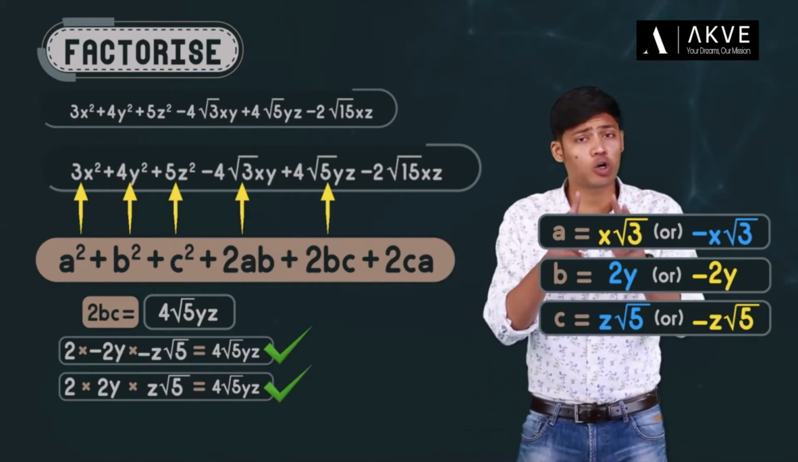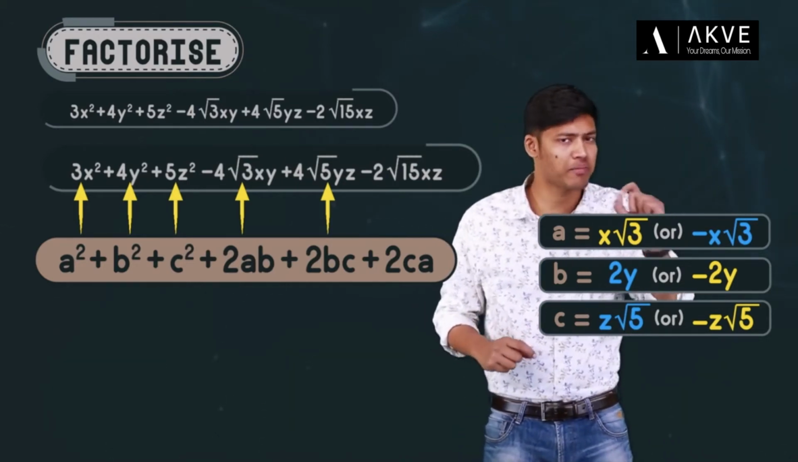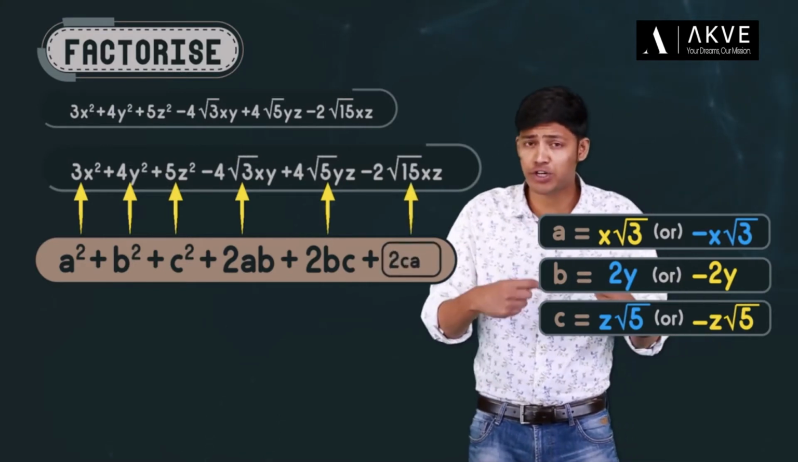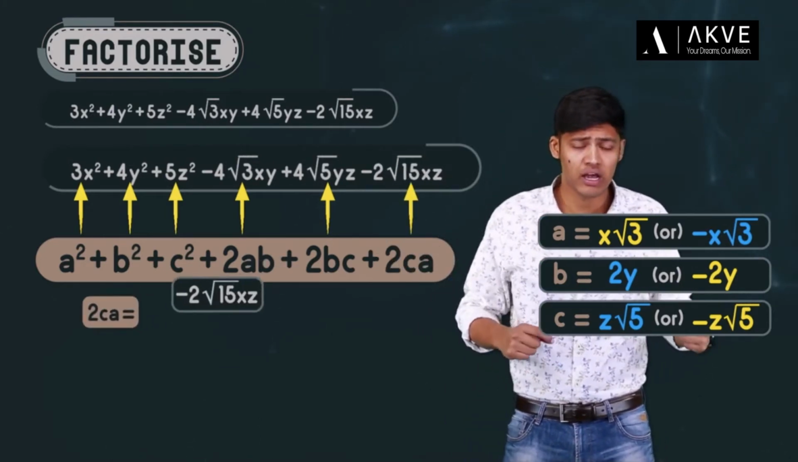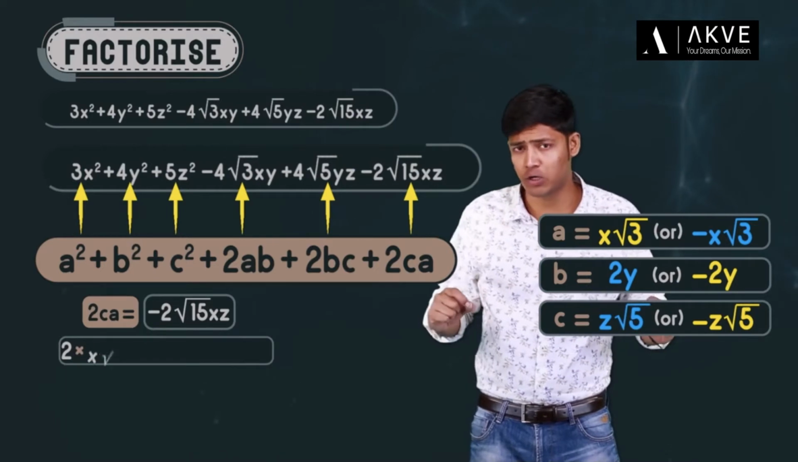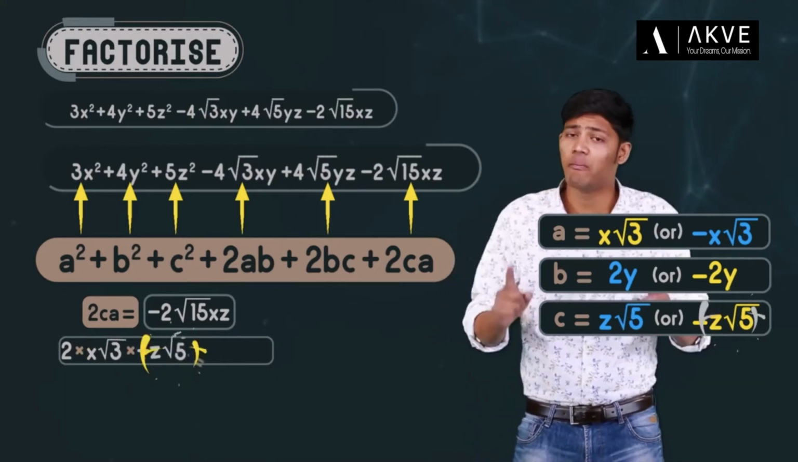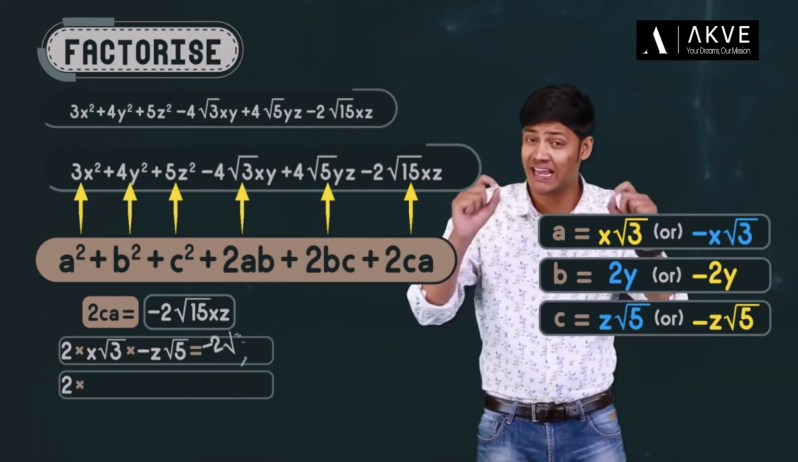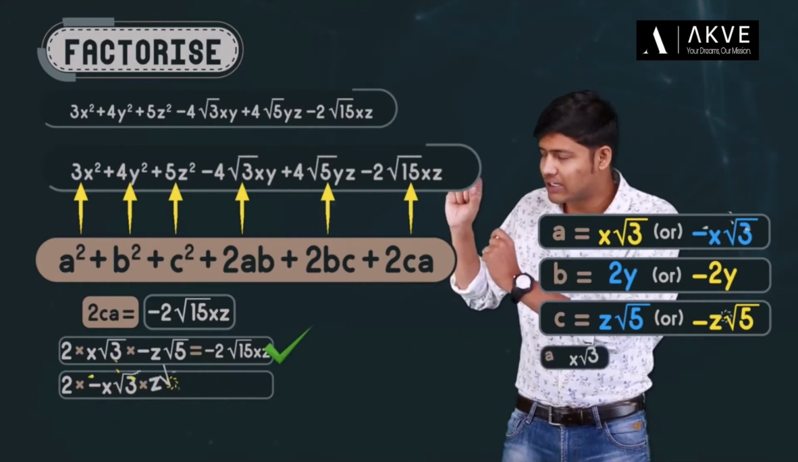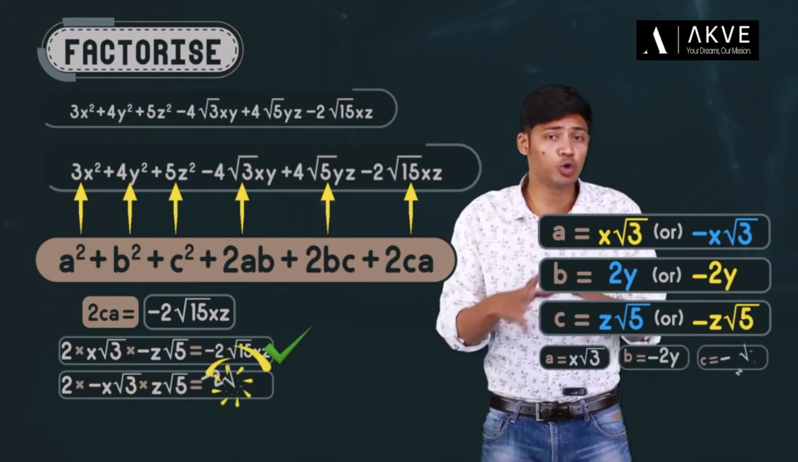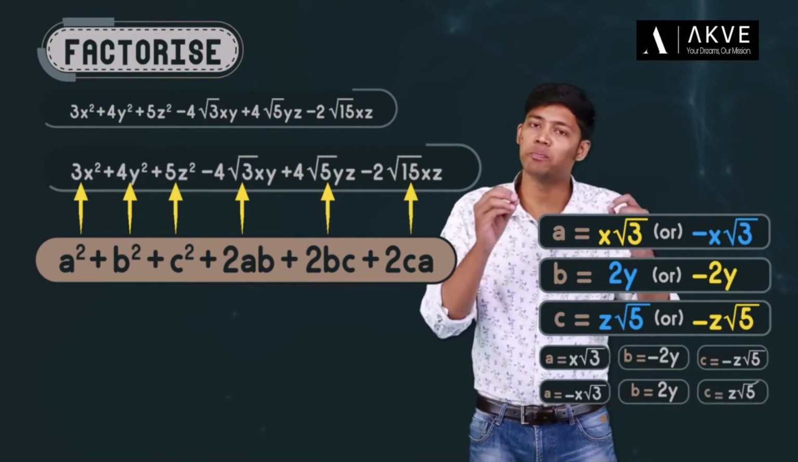So here we got two sets of values of a, b and c. Now if we substitute the values of a and c, we will get 2ac equal to 2 root 15 multiplied by xz, which exactly fits with our term. So we got two sets of values of a, b and c.